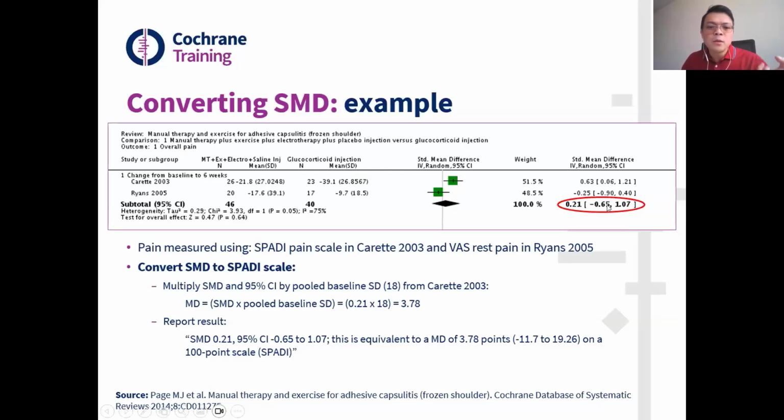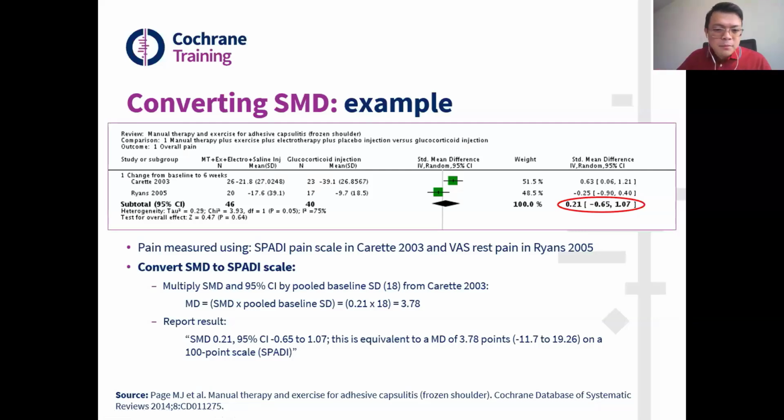So what the authors did was they converted this standardized mean difference to their choice, the SPADI pain scale. They multiplied the standardized mean difference and the 95% confidence interval by the pooled baseline SD of the Carret study. And the pooled baseline SD, when they calculated it, turned out to be 18. So that is 0.21 times 18, minus 0.65 times 18, 1.07 times 18. And then the authors reported both the SMD and the equivalent MD.